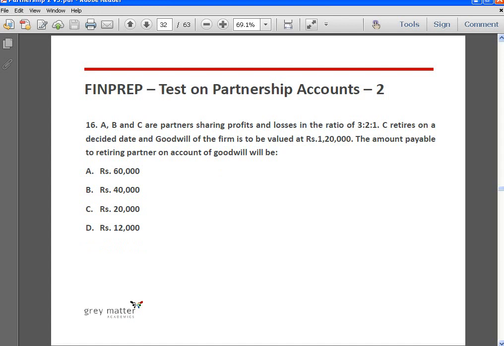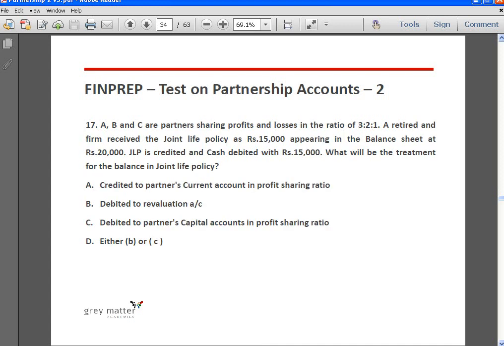Next, A, B and C are partners sharing profits and losses in the ratio of 3:2:1. C retires on a decided date and goodwill of the firm is to be valued at rupees 1,20,000. The amount payable to retiring partner on account of goodwill will be, okay, so what is C's share? It is 1 by 6. So 1 by 6 of 1,20,000 is 20,000 and so C is the answer.